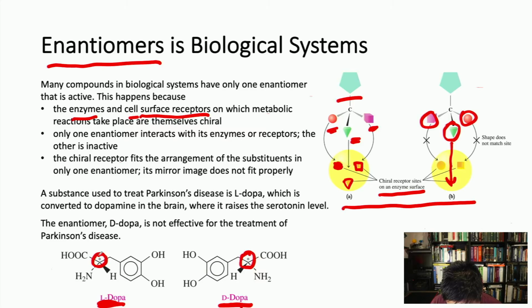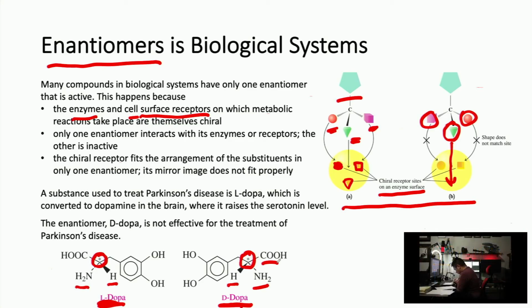See? And all these constituents are in the wrong places, right? So you wouldn't be able to fit into the active site to actually make this drug active.